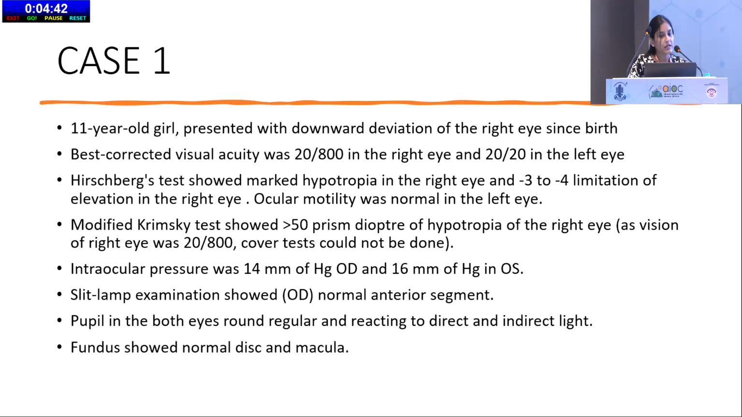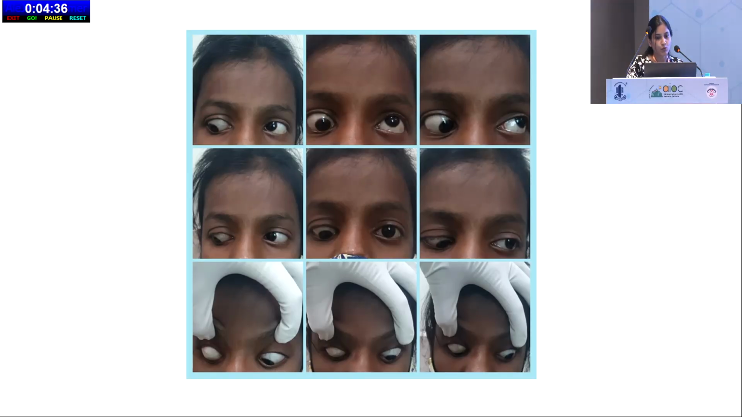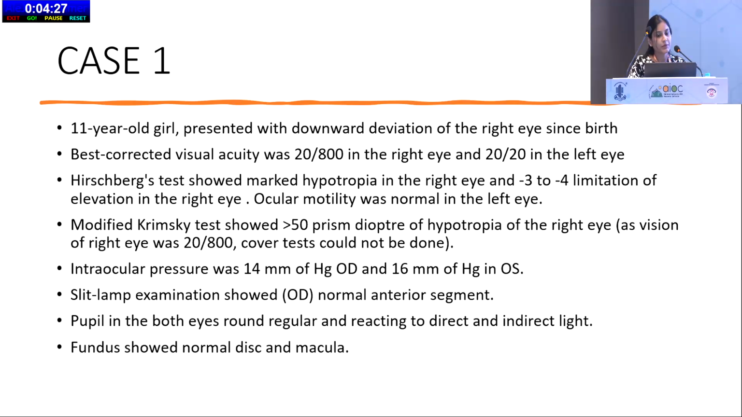The best corrected visual acuity in this eye was 20/800 and the left eye was normal, that is 20/20. The Hirschberg test showed marked hypotropia. You can see in this picture that the right eye shows marked hypotropia. Even on Hirschberg, you can see it is more than 45 degrees of hypotropia with the limitation of elevation in the right eye of -3 to -4.